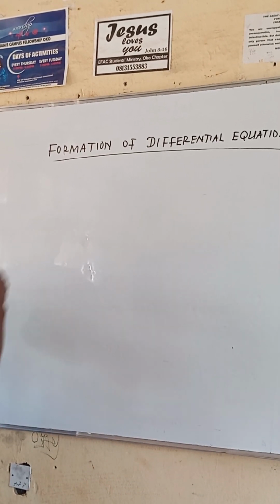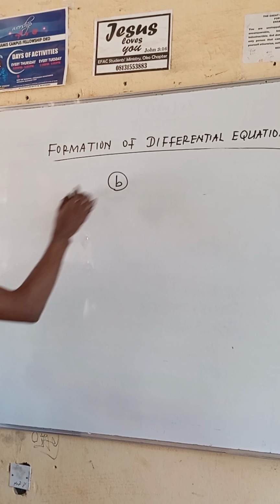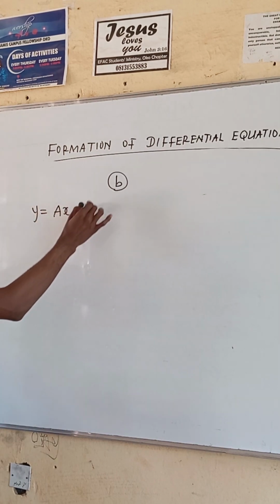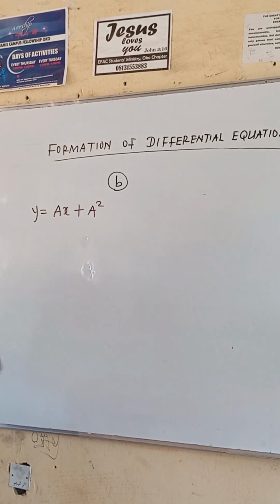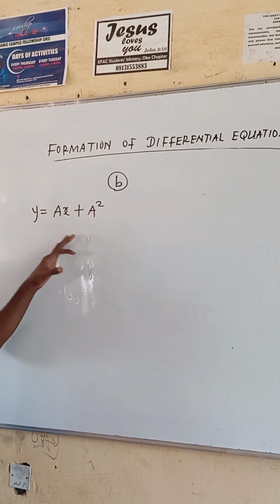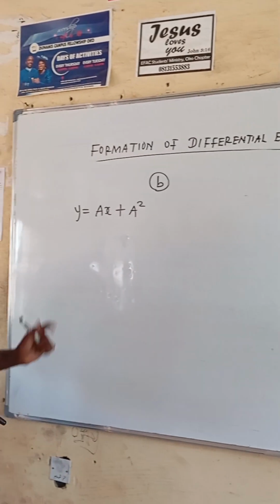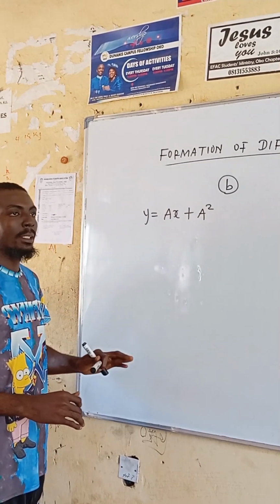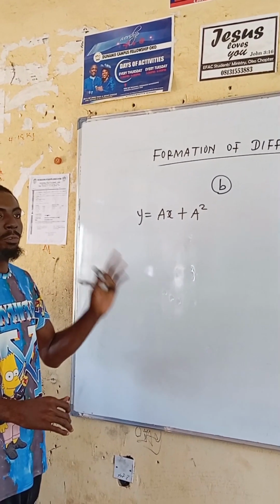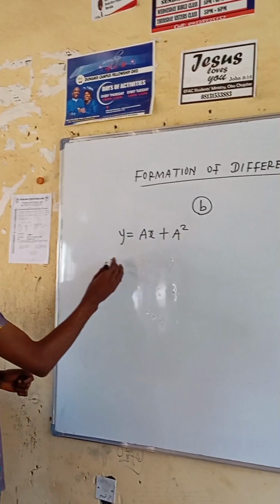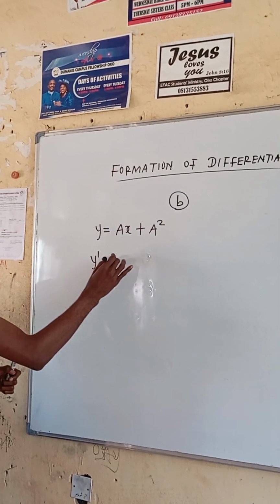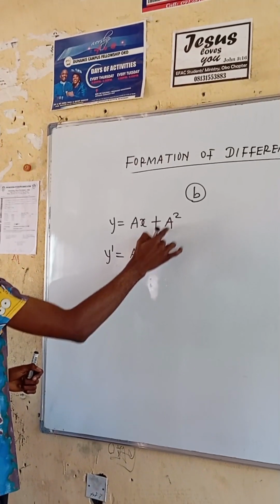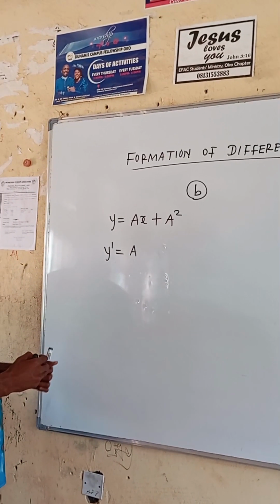That's number B. Y is equal to ax plus a squared. So we still have one arbitrary constant, but you find that it's difficult for us to make a the subject. So what we'll do now is differentiate directly. Since we still have one arbitrary constant, we differentiate once. So we have y prime is equal to a, differentiating ax is a, differentiating a squared is 0. So we have y prime to be a.